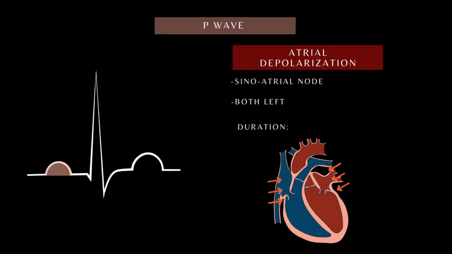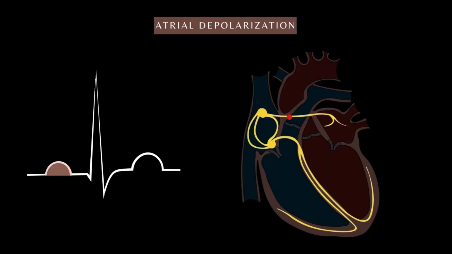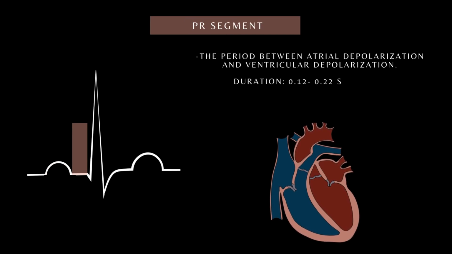The P wave represents atrial depolarization. The sino-atrial node discharges an electrical impulse that depolarizes the atria. The PR segment begins at the end of atrial depolarization and lasts until the start of ventricular depolarization. Electrical conduction is slowed or delayed before it passes to the ventricles.